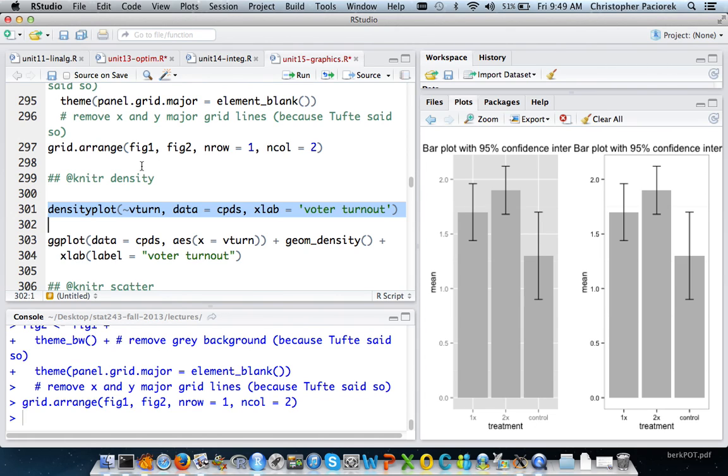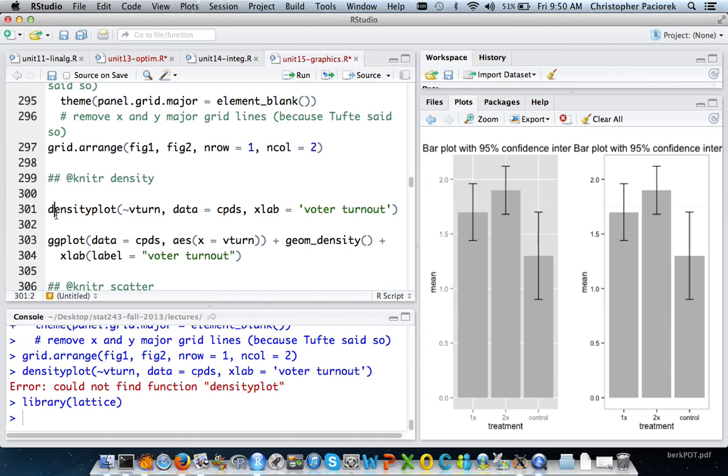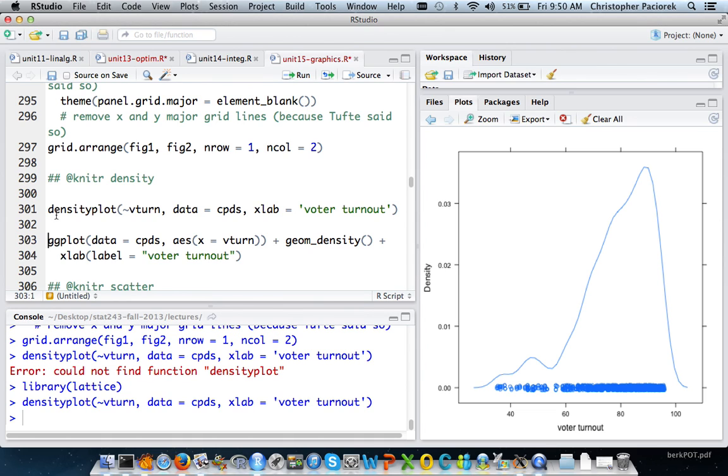So the tilde, you recognize that from using lm, except in this case there's nothing on the left-hand side because we're just doing a density kind of plot. So if you wanted to do a density plot in lattice, it would look like this. You call densityplot, you tell it tilde v turn, if you want to look at voter turnout, you give it the data set, and then it'll produce something that looks like that. So that's what that looks like. Pretty nice looking graphic. You might want to tweak some things, maybe make the labels bigger and whatnot, but it does a pretty nice job just off the bat.